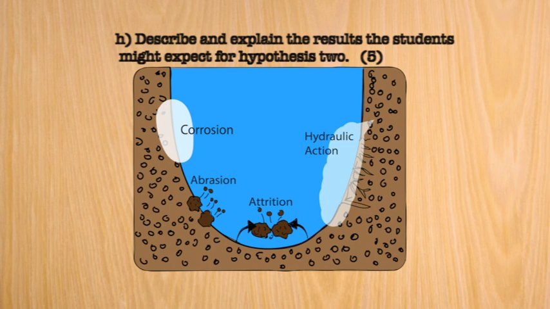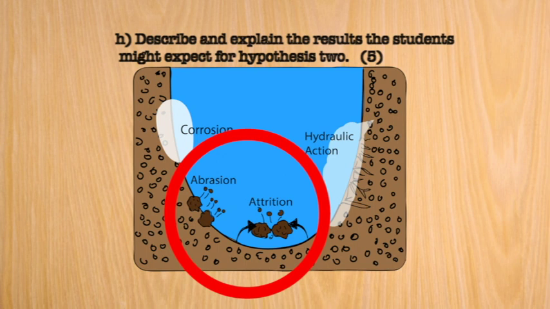Explains or reasons for the results. As the pebbles move downstream, they are exposed to more attrition and abrasion. It is important to mention the erosional processes specifically instead of just saying they are exposed to more erosion.